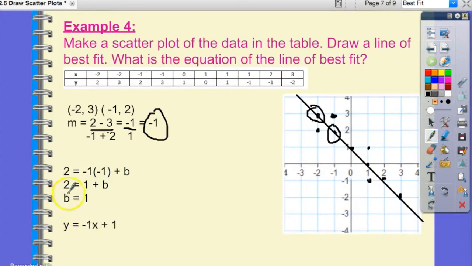And once again, what I want you to get in the habit of doing is checking it. So what do I mean by checking it? I mean, look at your actual line. You know how to read the graph from a line. So actually my y-intercept is positive 1, right? I go down 1, right 1. So my math matches up with my actual answer. So the equation of the line of best fit is y equals negative 1x plus 1.